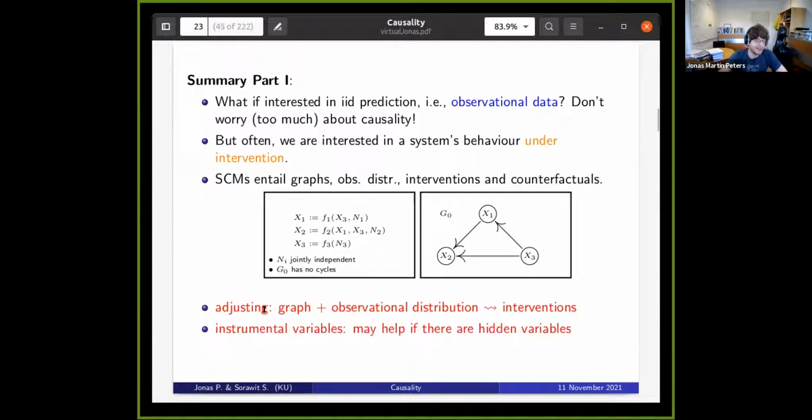Okay, then I just mentioned instrumental variables. They may help if they are hidden variables. And if you have a situation like this, this is just an expression that you can look up if you like.